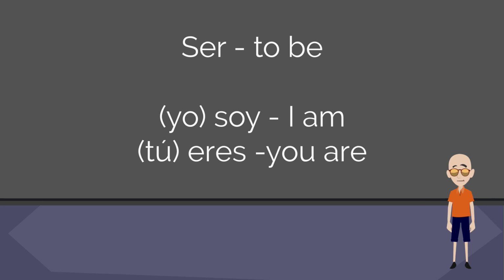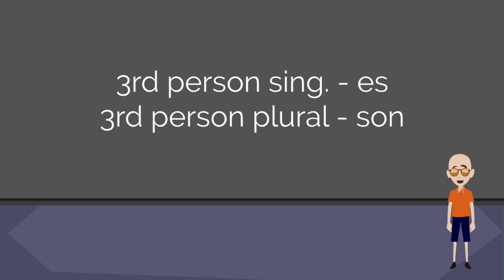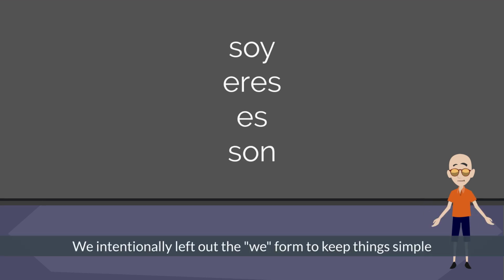Yo soy, I am, tú eres, you are. And as usual, you can leave off the yo and the tú. Unlike most of the verbs where we just stop at the first and second person conjugations, it's useful to know this one in the third person singular and third person plural. So here they are, es for singular and son for plural. Here they are all together, soy, eres, es, son.